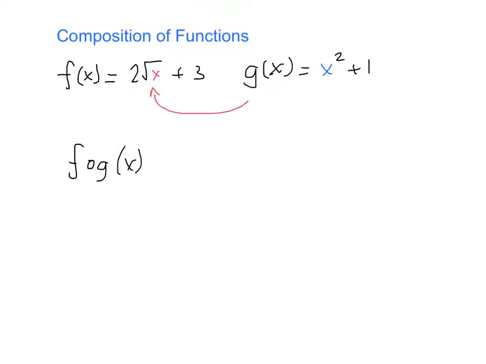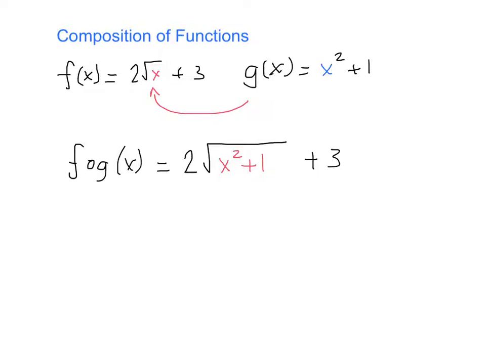So I'm going to take g, which is x squared plus 1, and that x squared plus 1 is going to go where the x is in the f function. So here's what that looks like. We still have the 2. We still have the radical sign. But instead of the red x, we're going to insert the entire x squared plus 1 function, which is g. Okay. And then we still have that plus 3 on the end.